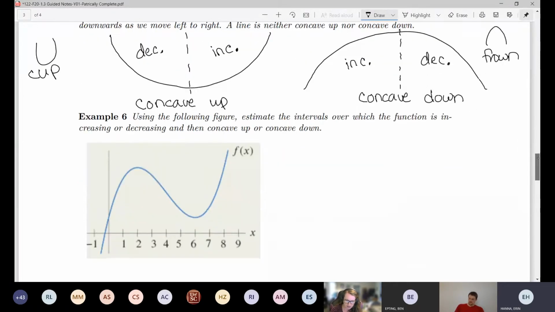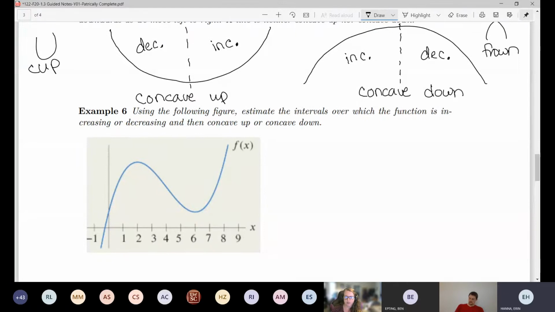So say we want to take this idea, and we're going to use the following figure. We're going to estimate the intervals on which it's increasing, decreasing, concave up, and concave down. The increasing, decreasing piece we already know how to do, so I'm going to breeze through that slightly, but of course, stop me if I'm going too fast, or if you have a question, as always.